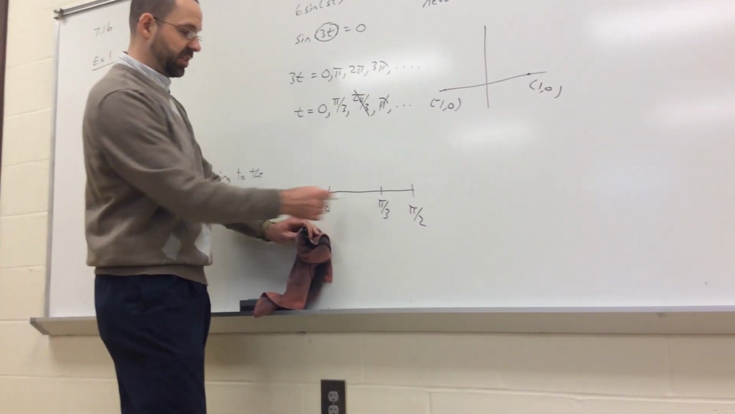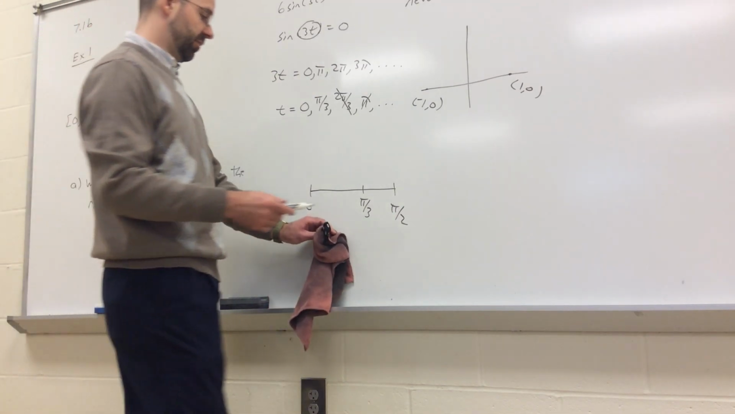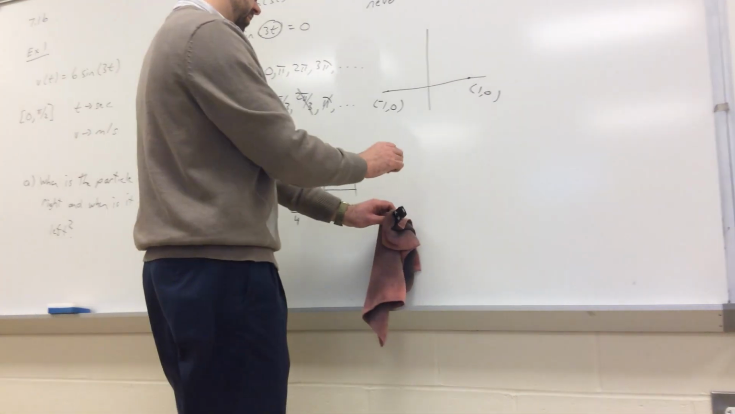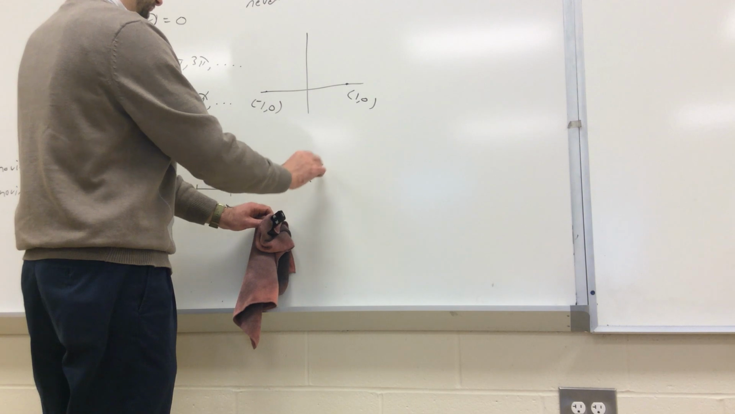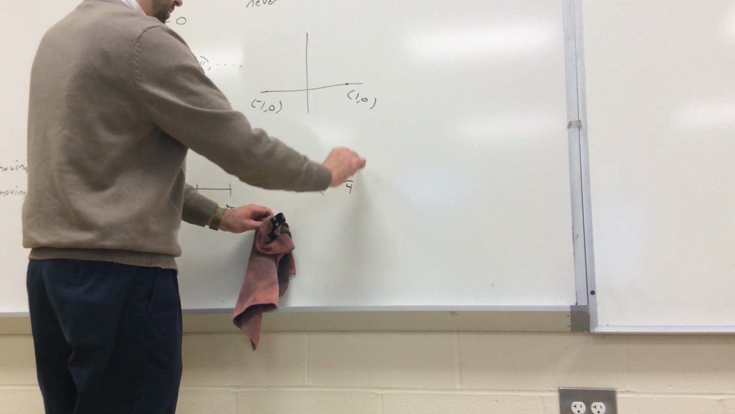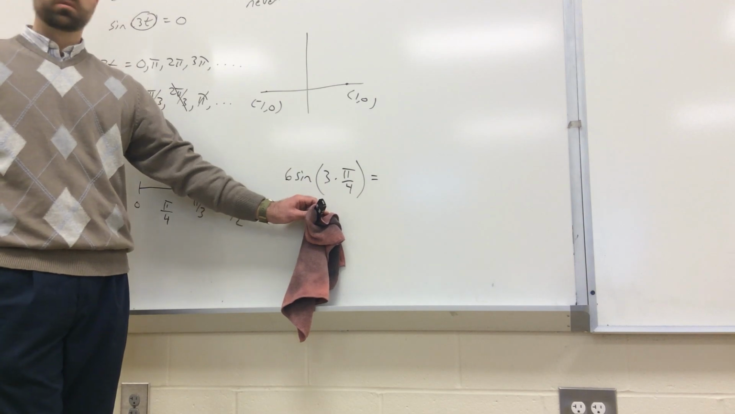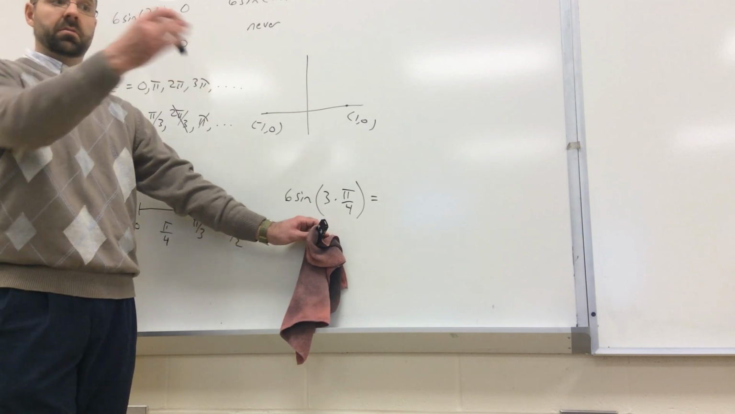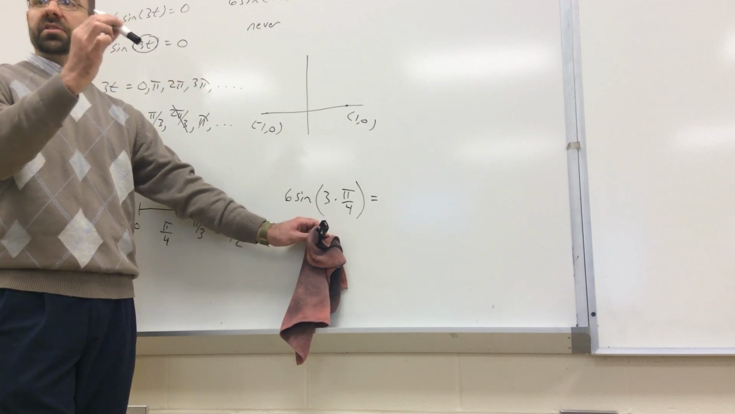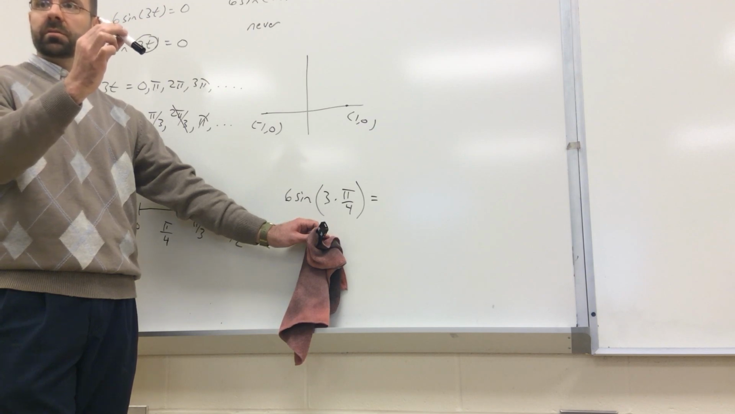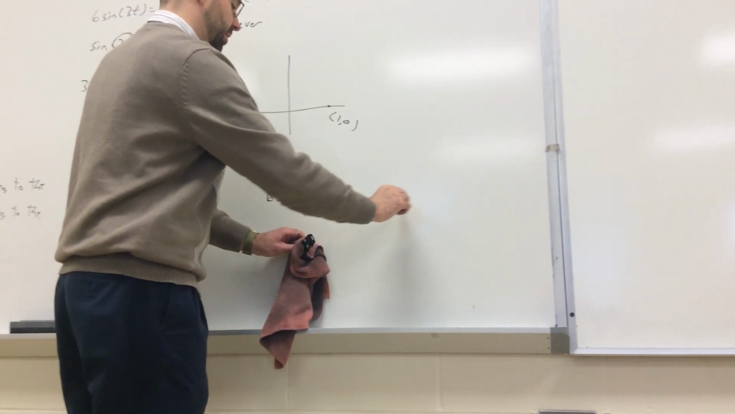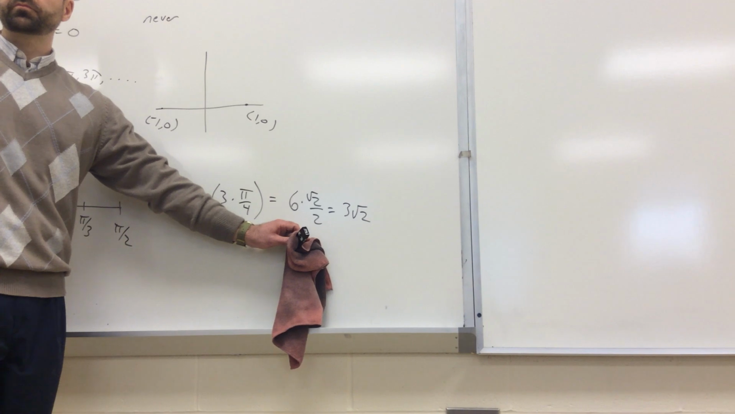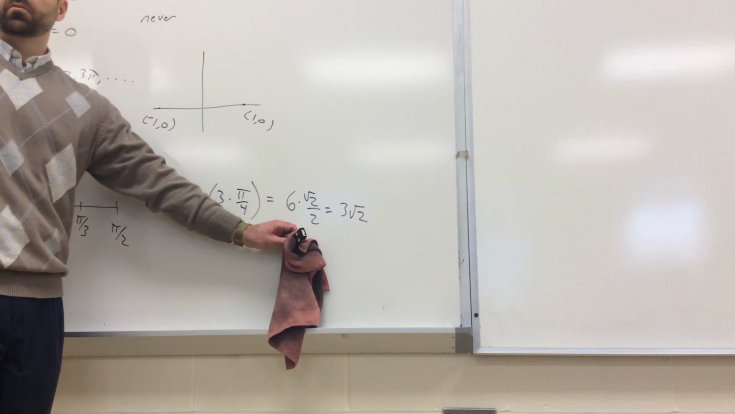Okay, so now we need something in between 0 and pi over 3. So pi over 4 would be a good representative. So I'm going to plug that into my equation, 6 times the sine of 3 times pi over 4. Three times pi over 4 is 3 pi over 4, which is here, right? The sine of that is root 2 over 2. So this is 6 times root 2 over 2, which comes out to 3 root 2. Which is positive.